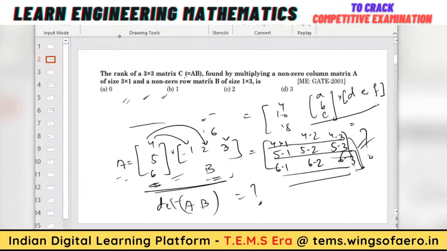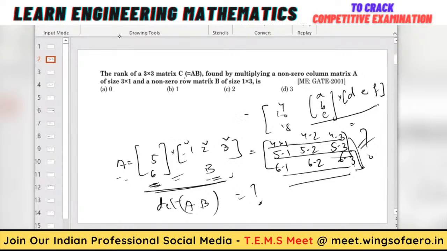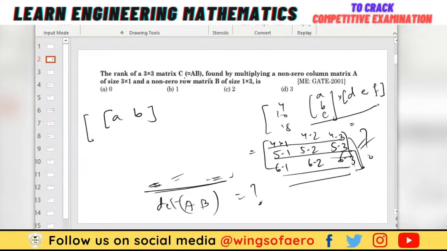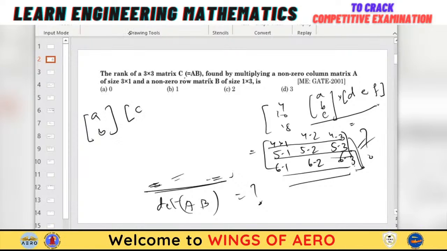Okay, forget about 3 cross 3. I'm talking about 2 cross 2 first. Okay, just simple A, B, C, D. Multiply these two matrices. Tell me what is the determinant.